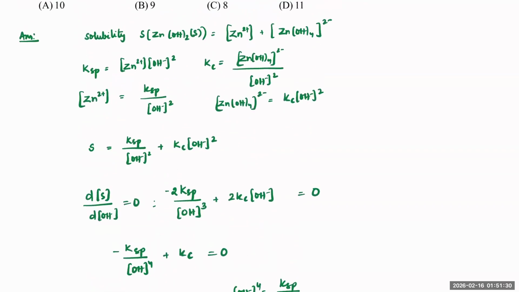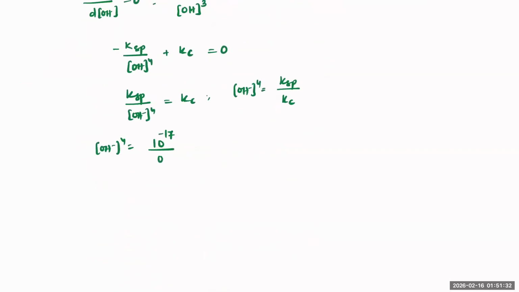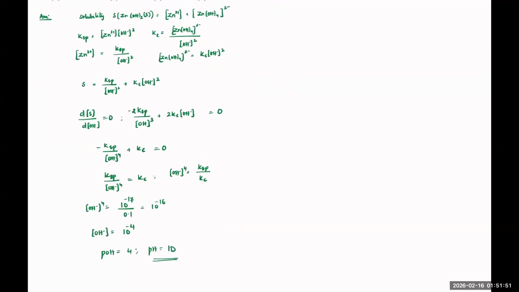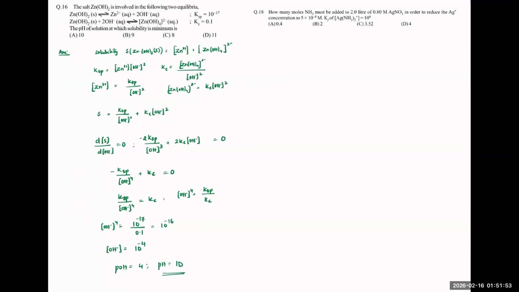divided by 0.1. So that makes it 10 raised to power of minus 16. So OH- concentration is equal to 10 raised to power of minus 4. So pOH we are getting as 4, which makes pH equal to 10. This is a very standard JEE question. So please check out how to solve it. If there is any problem in understanding, just let me know. I can explain that once again.